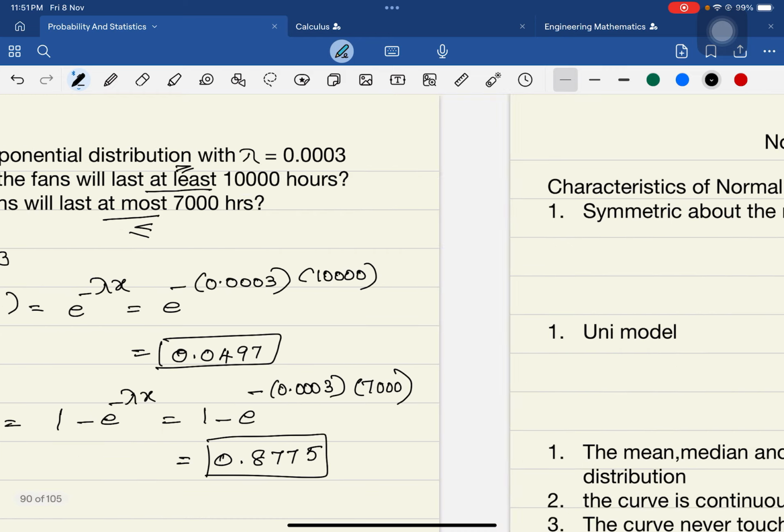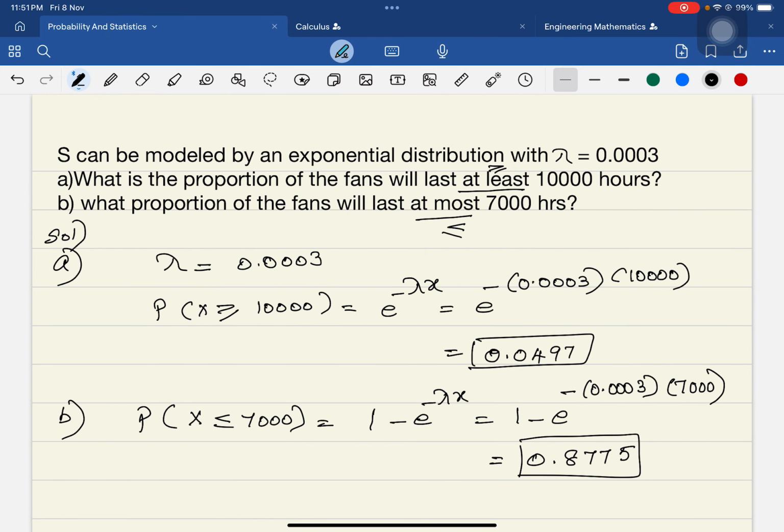With this, we are done with the exponential distributions. We have done all the varieties of problems. When it is given as exponential distribution, we can easily do it. When it is not given, we have seen how to find out whether it is exponential or not, and how to find the value of lambda. All these problems we have done using the exponential distribution.